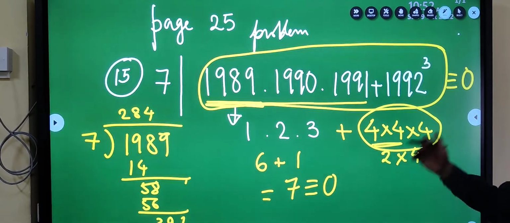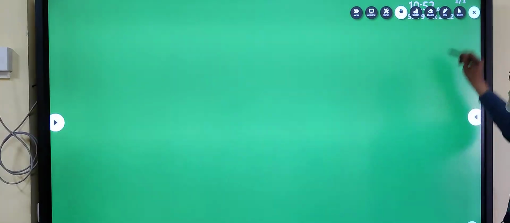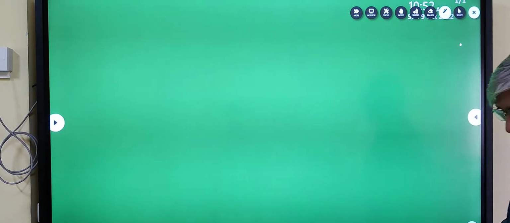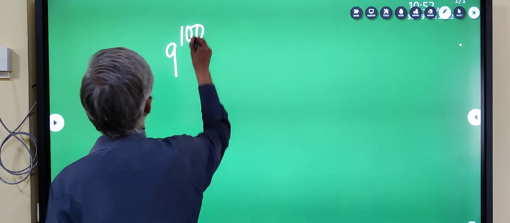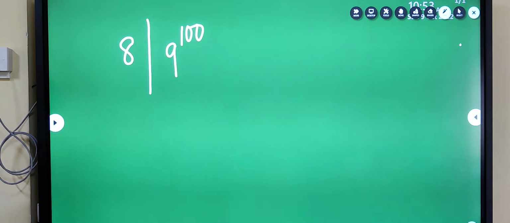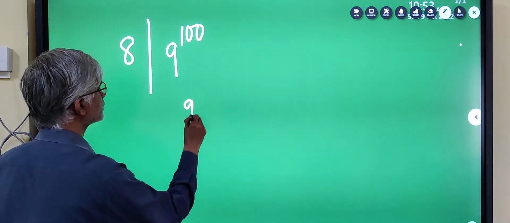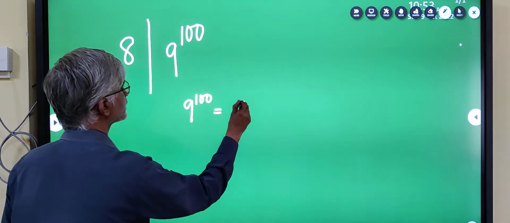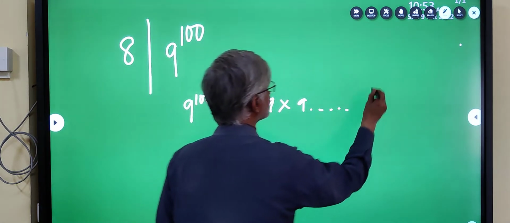So let us continue with a few more problems. The next problem says, what is the remainder when 9 raised to 100 is divided by 8? So I hope you got the question. What is the remainder when 9 raised to 100 is divided by 8? Now 9 raised to 100 is nothing but 9 into 9 into 9, 100 times.